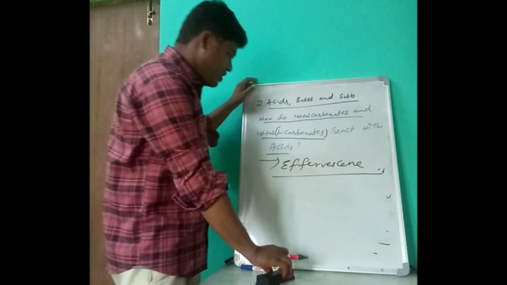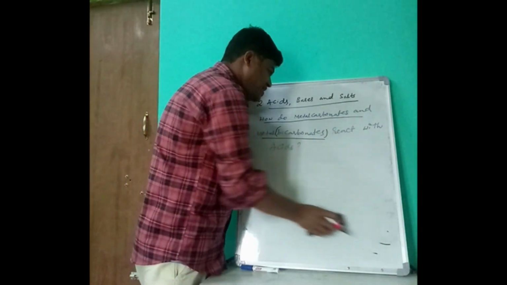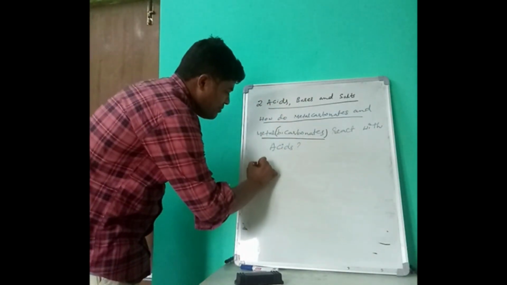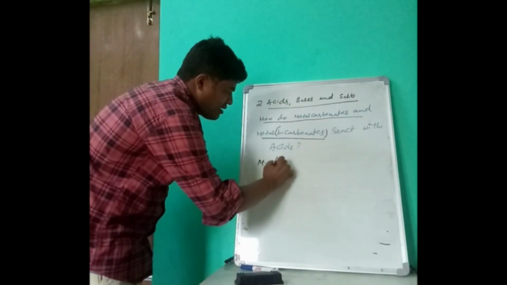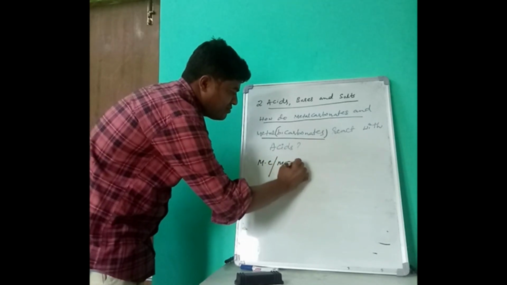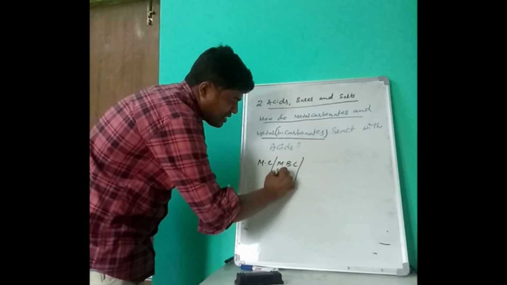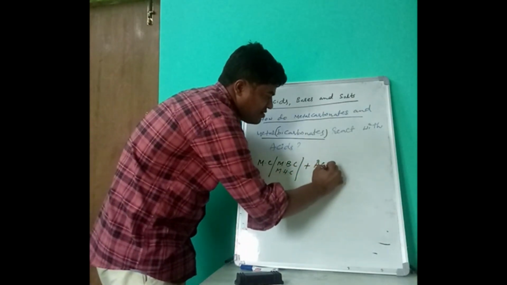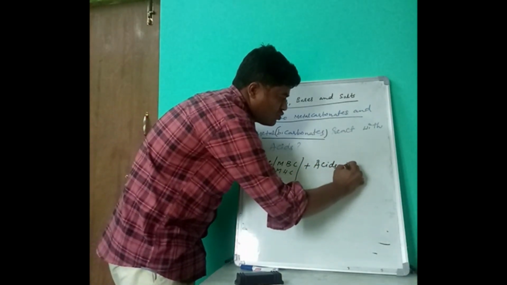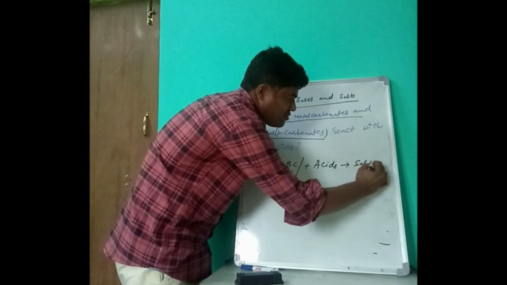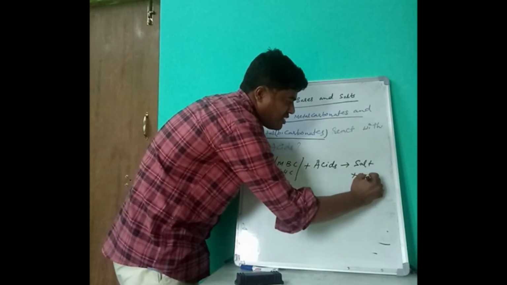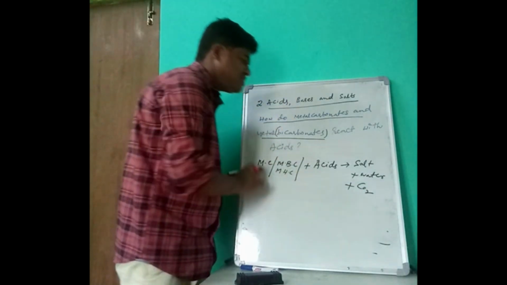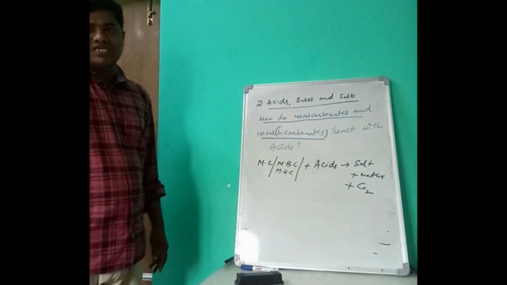Blue litmus to red because it is an acidic gas. And let us generalize this, our discussion. In general, metal carbonate or metal bicarbonate, or you can also call metal hydrogen carbonate, react with acids to give salt plus water plus carbon dioxide. This is the generalization of our discussion.